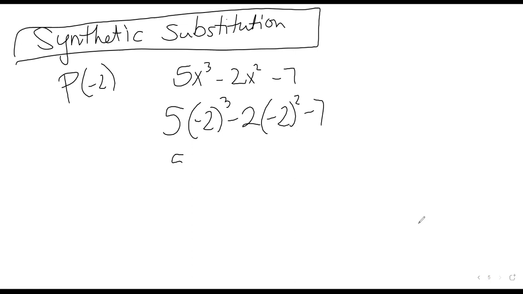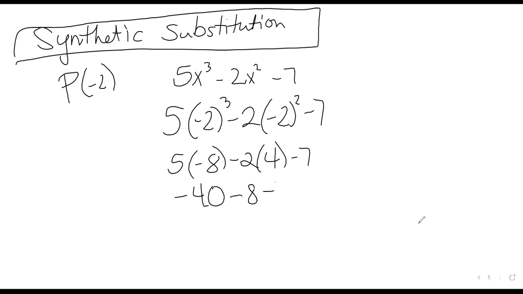So this is going to be 5. -2 cubed is going to be -8. Minus 2 times -2 squared, which is 4, minus 7. So then 5 times -8 is -40. -2 times 4 is -8, and -7. This becomes -48 minus 7, -55. Same thing.